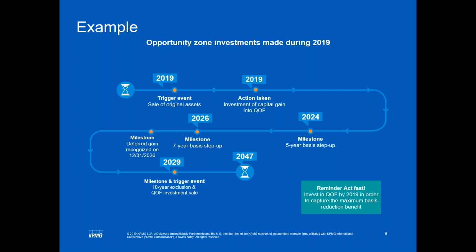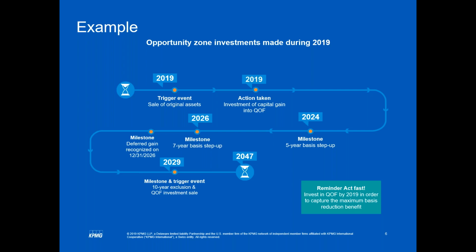If the QOF holds on to that investment past 2029, that's the big 10-year date. So a sale after 2029, there's a step up to 100% value. So basis equals value, and there's no federal tax triggered, and in most cases, no state and local tax. And Phil alluded to it, there are two significant dates for getting maximum benefit from the program.